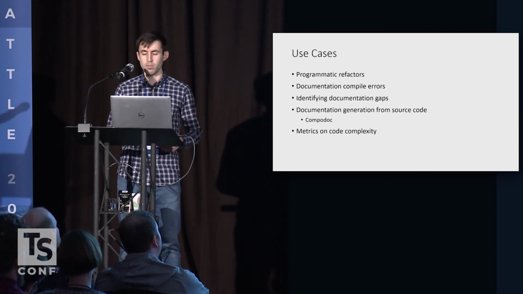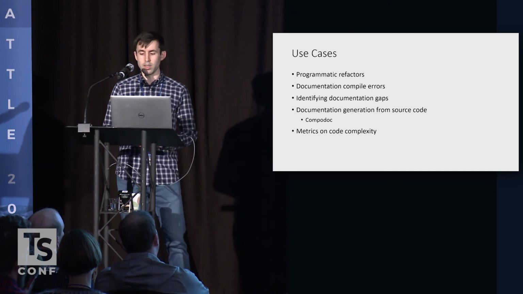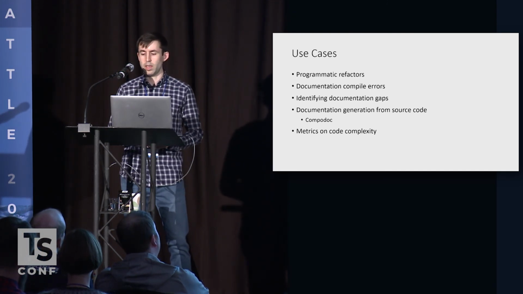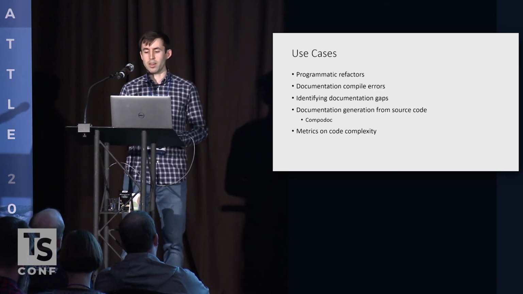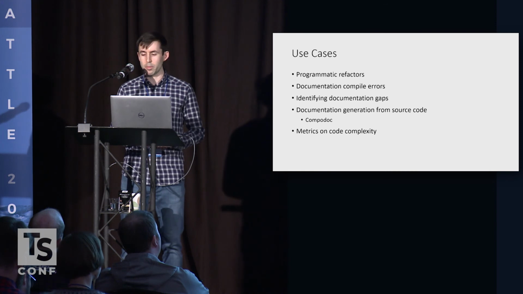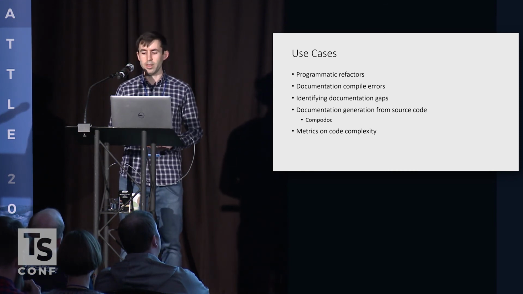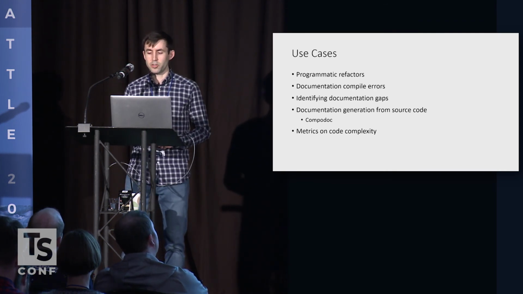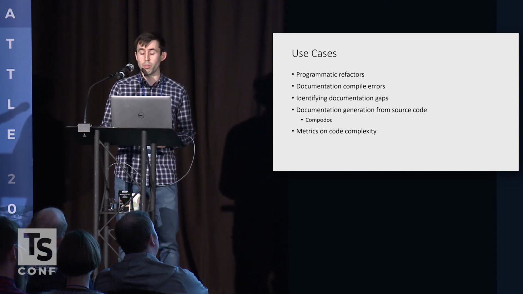Next, documentation generation from source code. This has actually been done for certain things, but a great example of this is Compodoc. That's developed by Vincent Ogloblinski, and it uses the compiler API and Simple AST to automatically generate documentation for Angular applications. Next, metrics on code complexity, basically analyzing all the source files and giving each section of code a score or maybe highlighting problem areas.